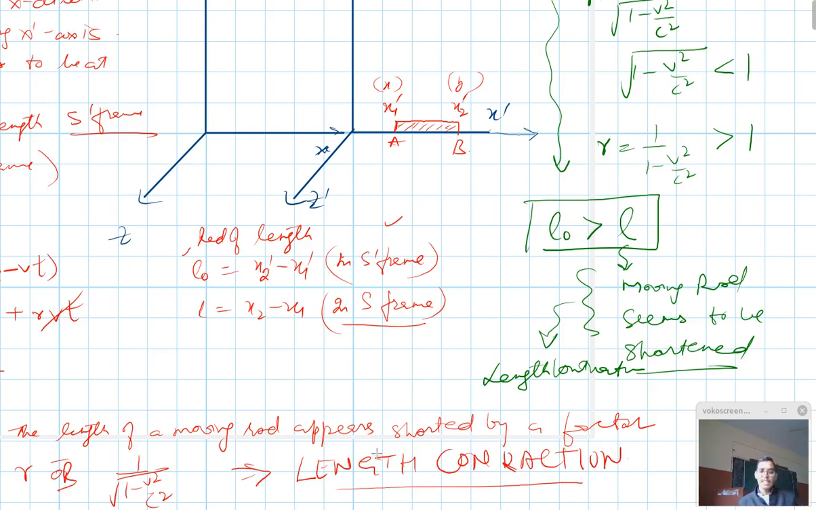Now in the next lecture I will talk about the simultaneity of events, and after that I will discuss the other phenomenon that we call time dilation. So that's all for this lecture.